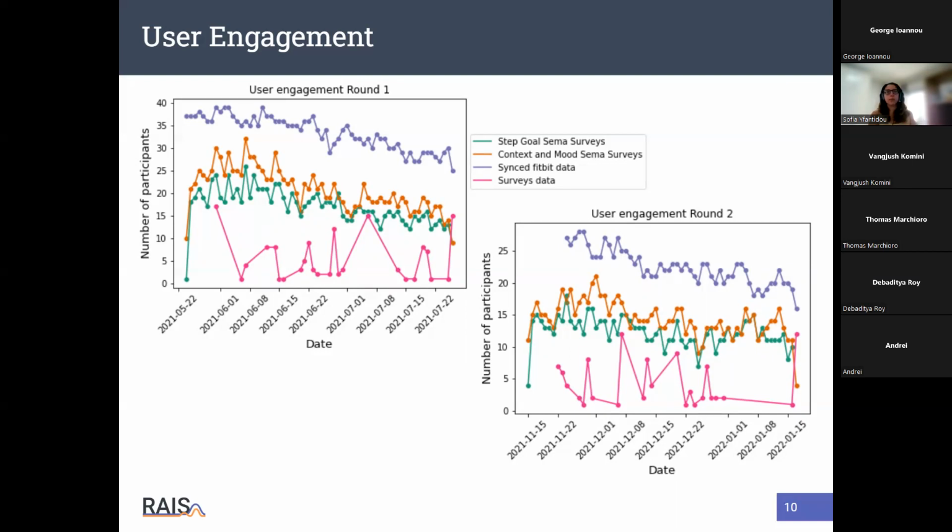Of course, we have a peak in the beginning and the end, but overall, we see that there is not exactly a pattern on the weekly surveys that the users tend to complete. And this is our least completed modality.